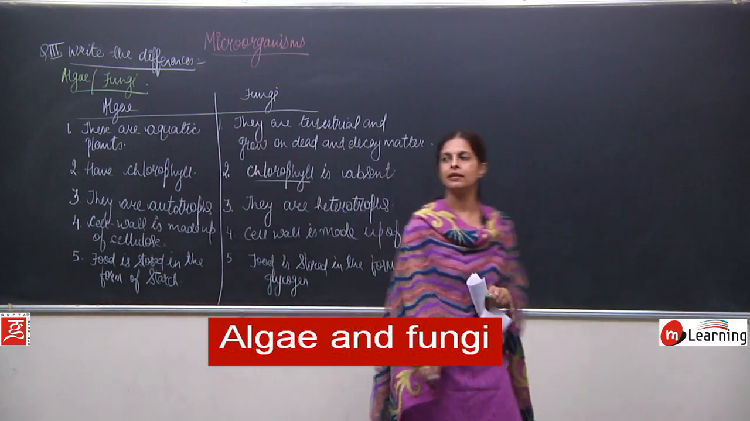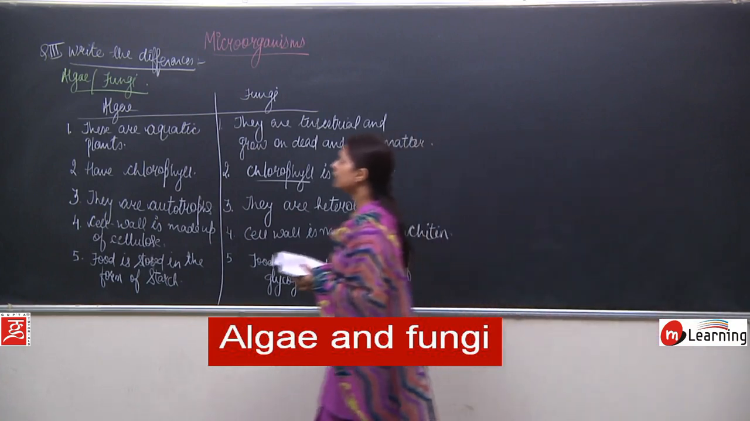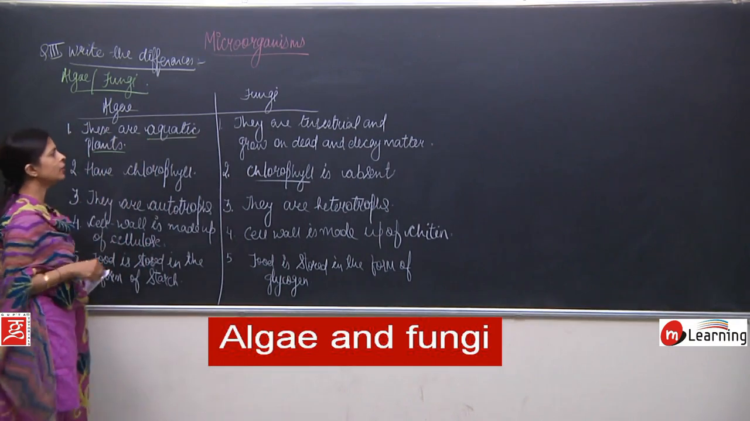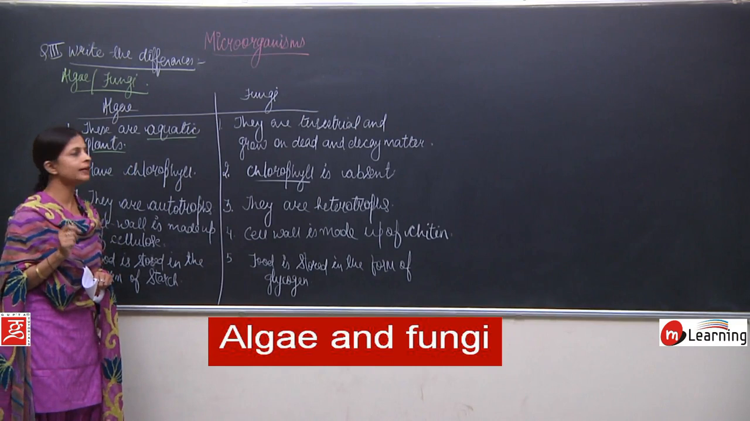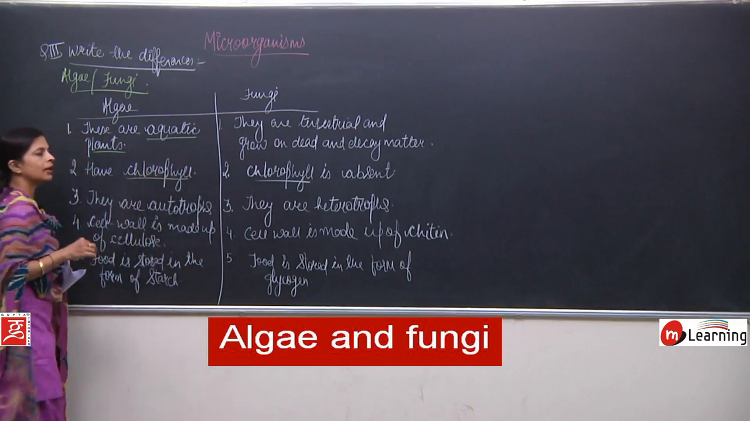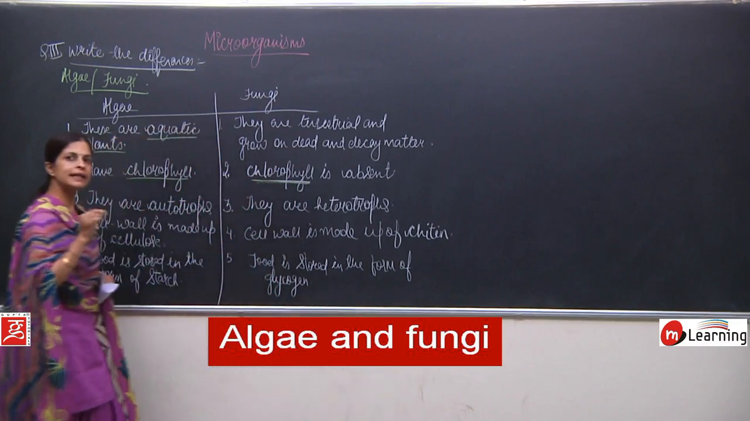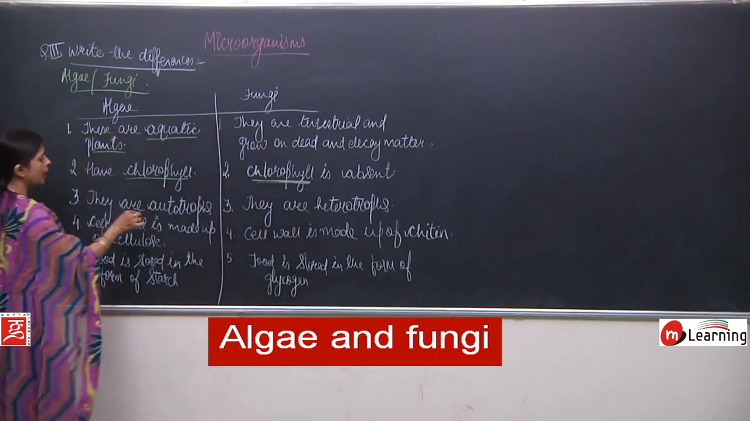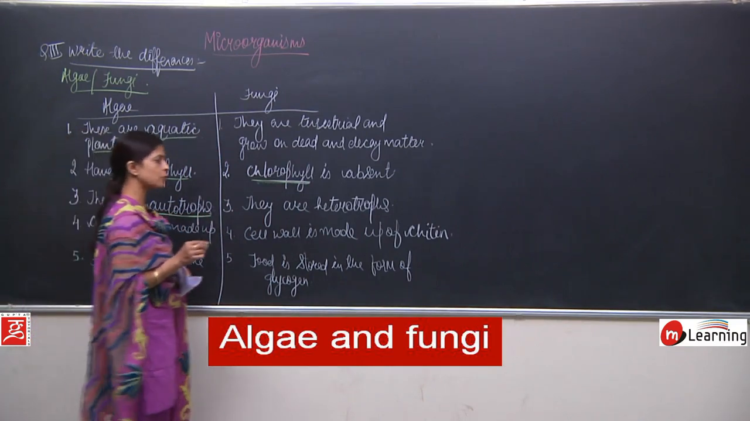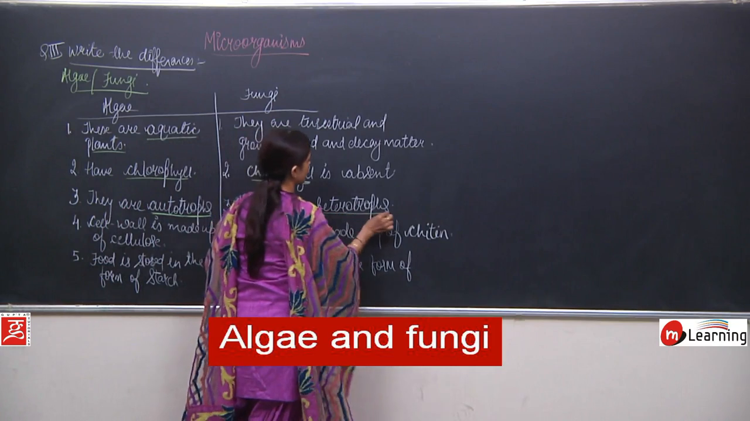These are the differences between the algae and fungi. What are the differences? Algae are what? These are aquatic plants. But these are what? They are terrestrial and grow on dead and decay matter. Now they have chlorophyll, and this one they do not have chlorophyll. As they have chlorophyll, they can make their own food and are autotrophs. And here fungi cannot make their own food and so they are not autotrophs, and the one which cannot make their own food are heterotrophs.